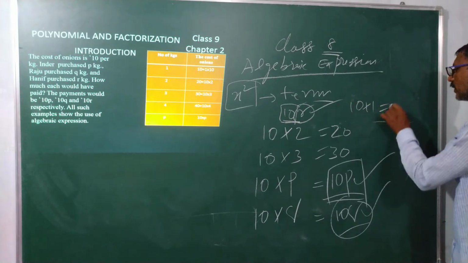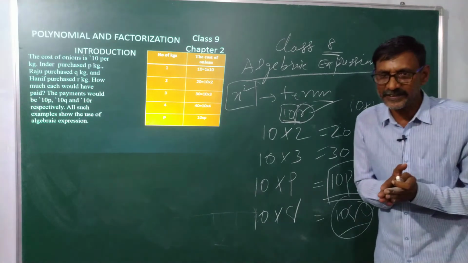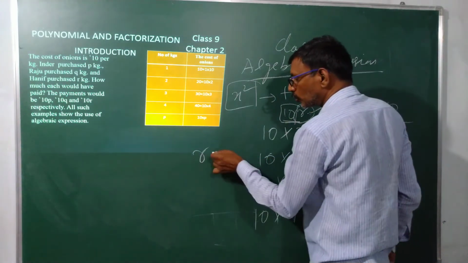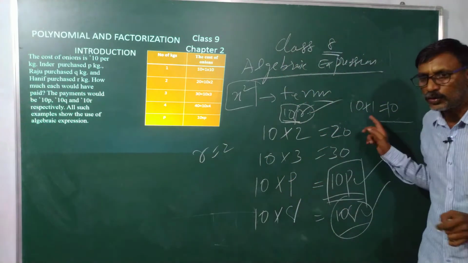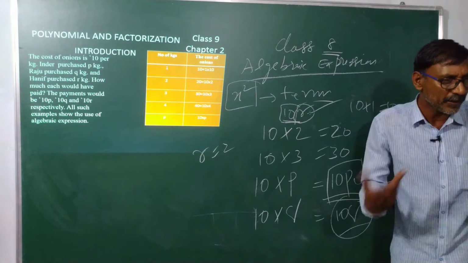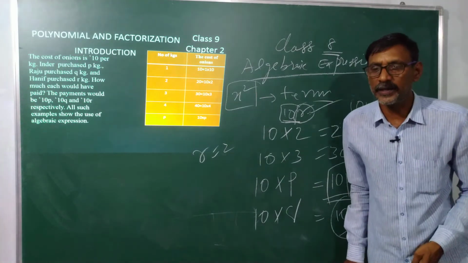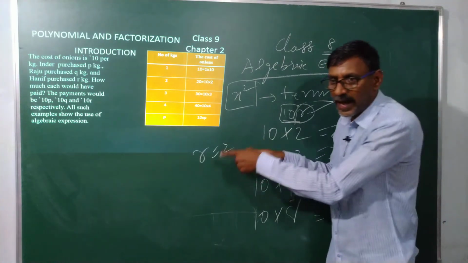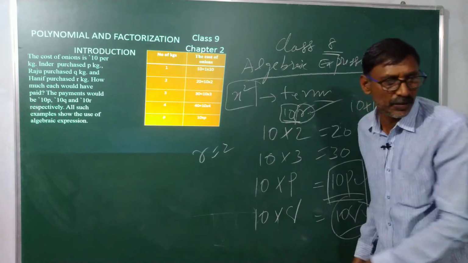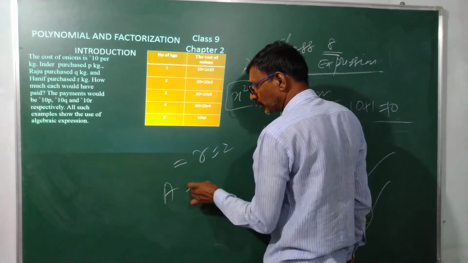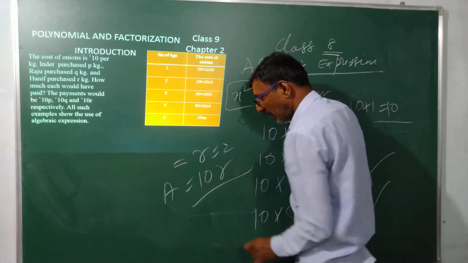10 times 1 is 10. That means he has taken only 1 kg of onion. If r is equal to 2, 10 twos are 20. How many kgs has he taken? 2 kgs. Then how much will he pay? 20. If r is changing, the amount will change. That means the amount depends upon r.